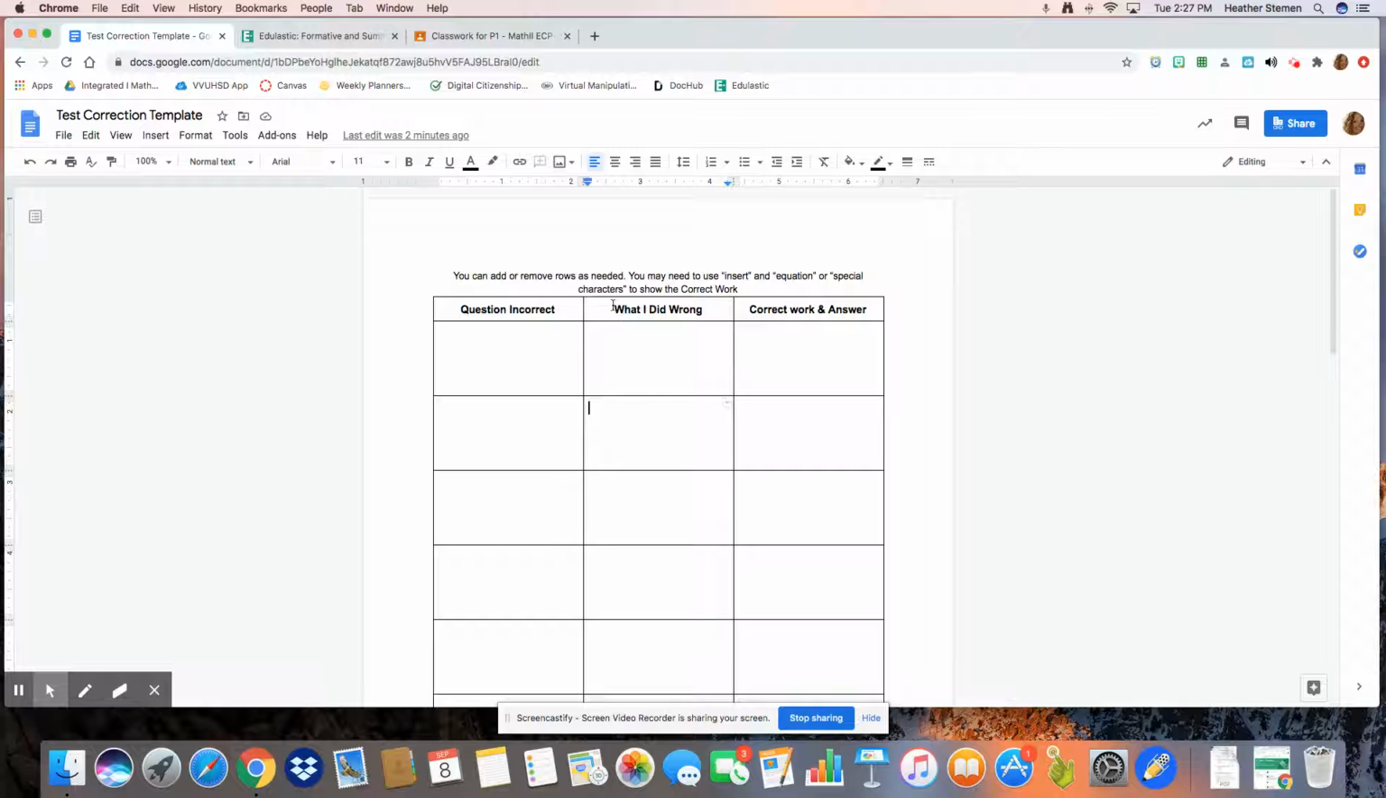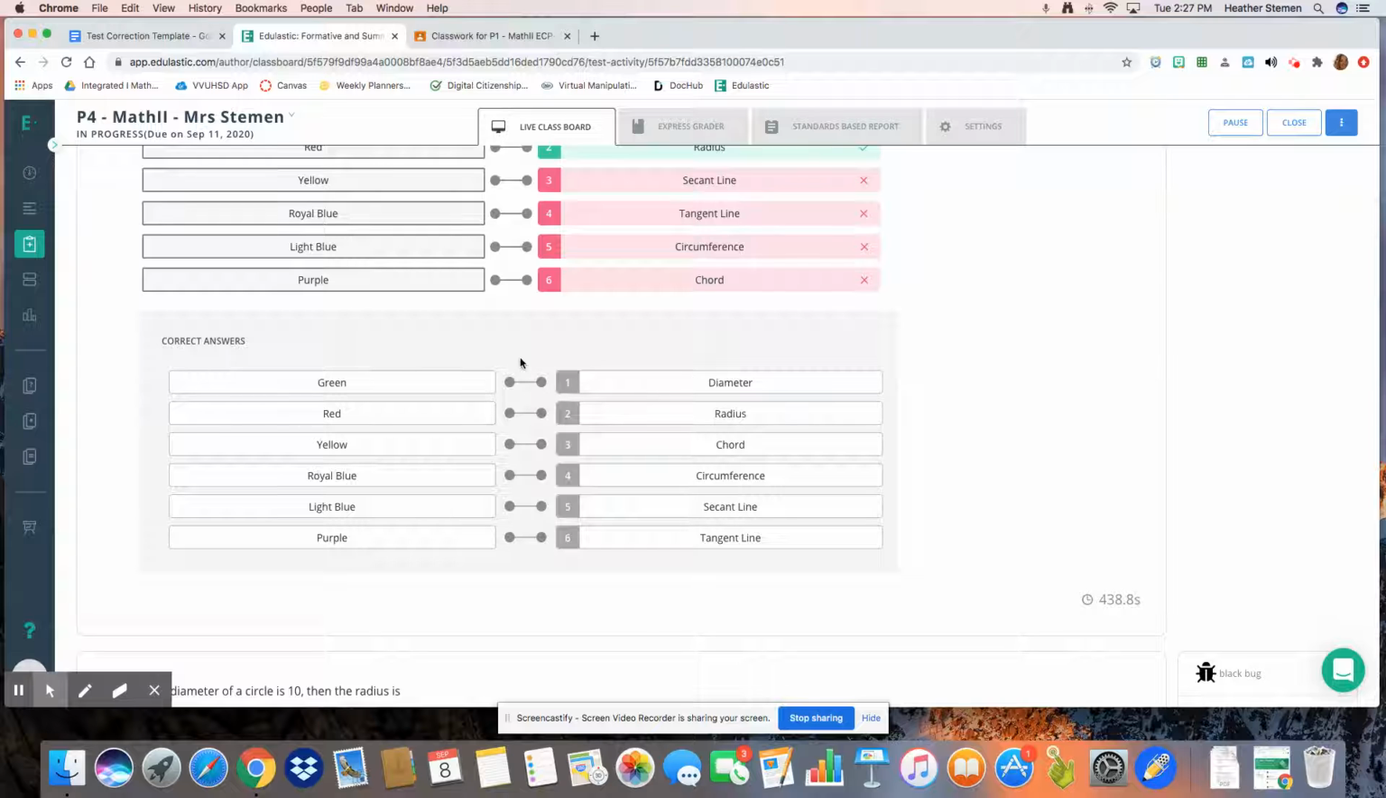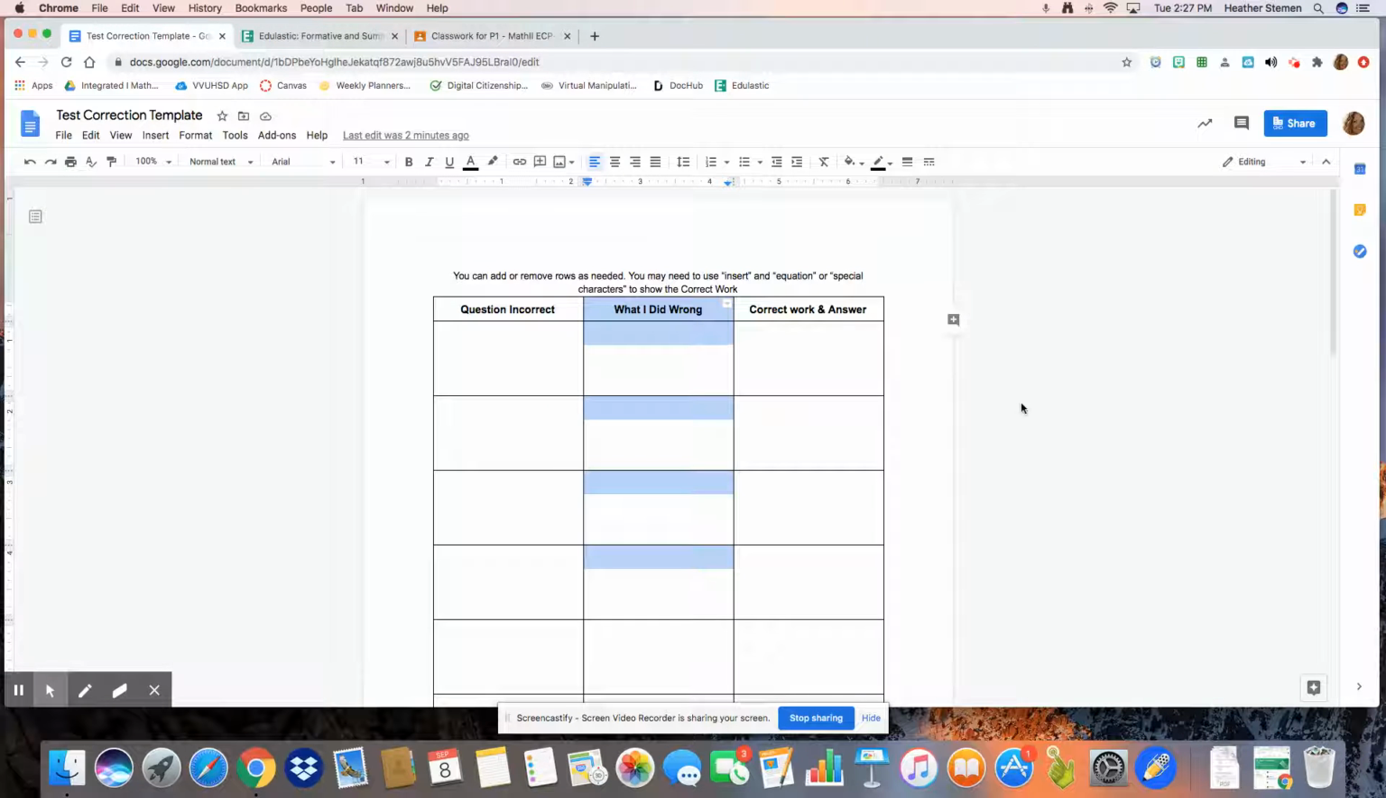The most important column is this middle column because the test will give you the correct answer right underneath your answer. So obviously over here, you're just filling in what the correct answer is. This is the most important column. If you skimp on this column, I will not grade it. So here's an example of a good test correction.